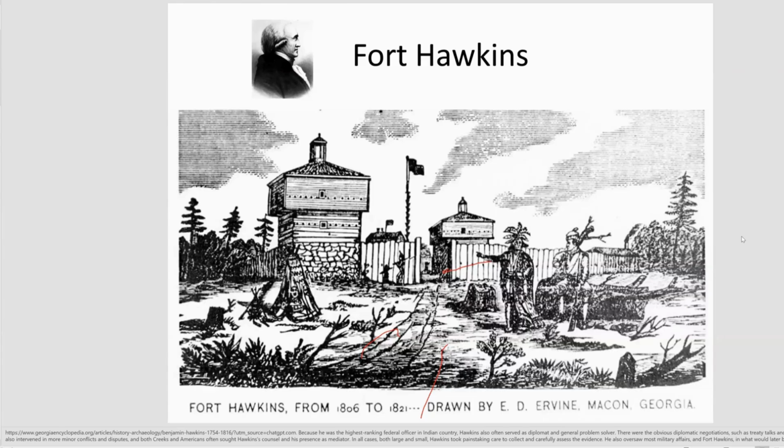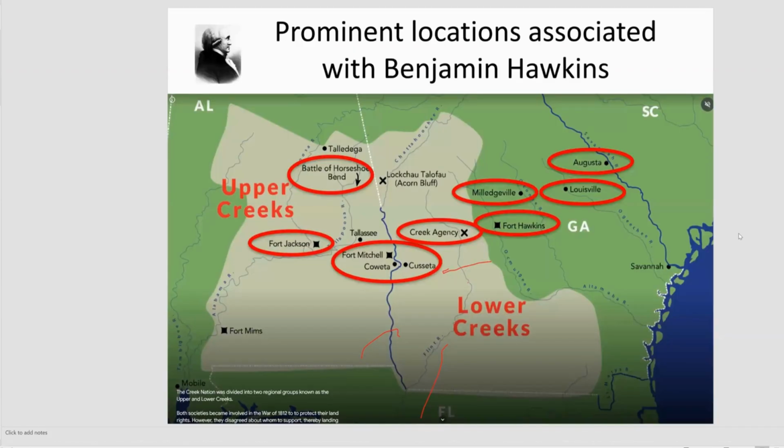Fort Hawkins, 1806 to 1821. Now, I'm very visual, so I want to see what it looked like at that period of time, right? And then these are the pertinent areas that Benjamin Hawkins traveled pertaining to his body of work as an Indian agent. He was not the only one. Remember, the other agents are covering all the other Indian tribes.